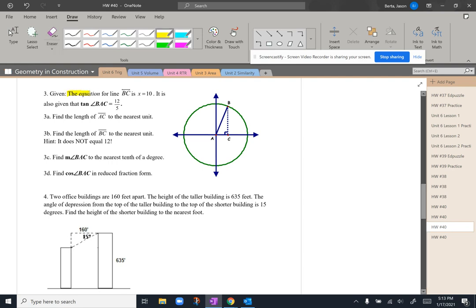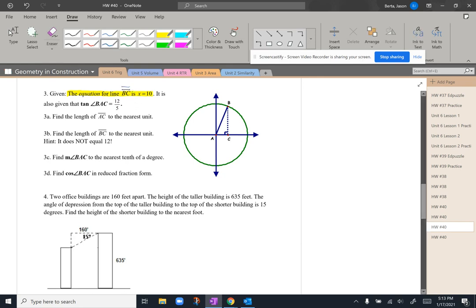The first sentence here says the equation for line BC is x equals 10. So a lot of students assume that that means that the length of BC equals 10. That is not the case. Otherwise, it would have said so. Instead, what it says is the equation for the line BC, right?